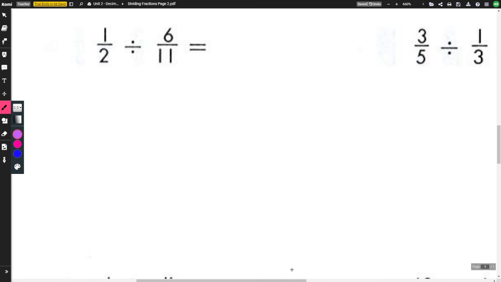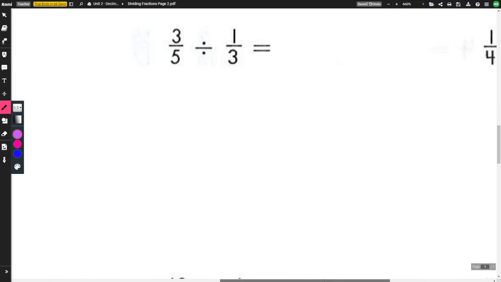Here, I have 1/2. Change to multiplication. Put this to 11 over 6. Let's see. Nope, this is odd. That's even. Nope, that's a 1. Nope. So we're just going to multiply across. So 1 times 11 is 11. 2 times 6 is 12. The top number is smaller than the bottom number. This is a proper fraction, so we're going to leave it as is.